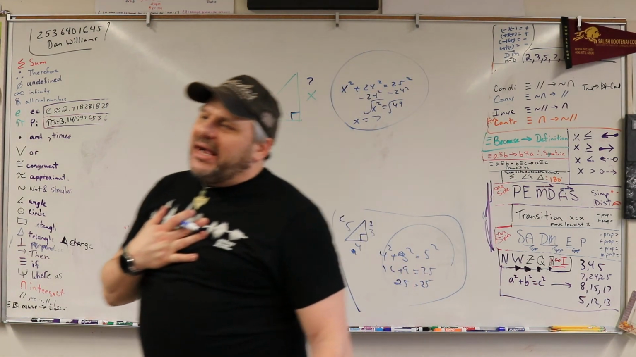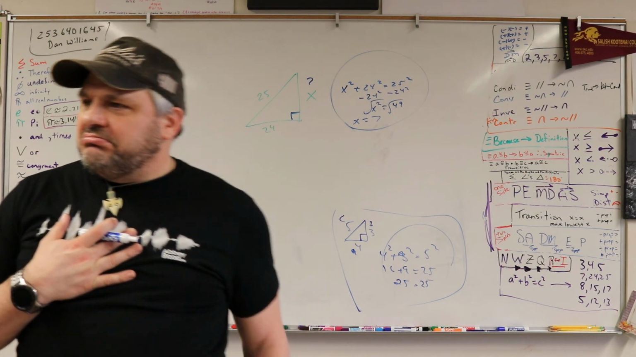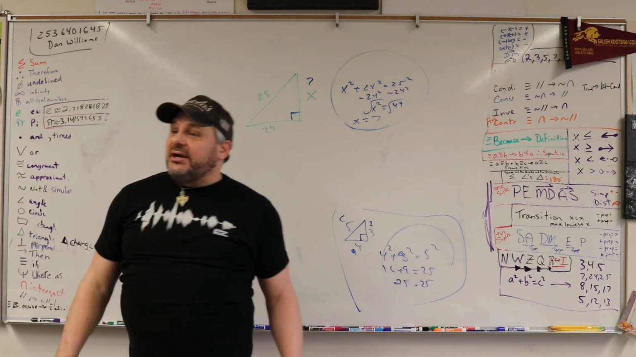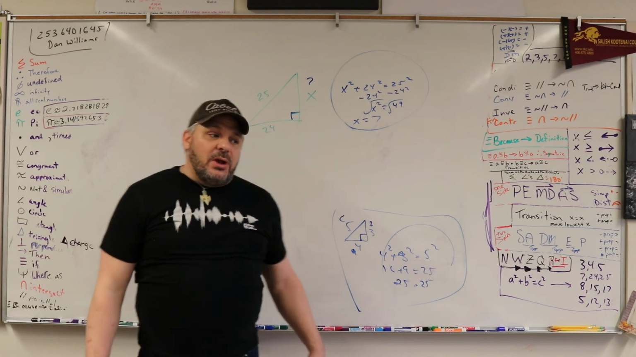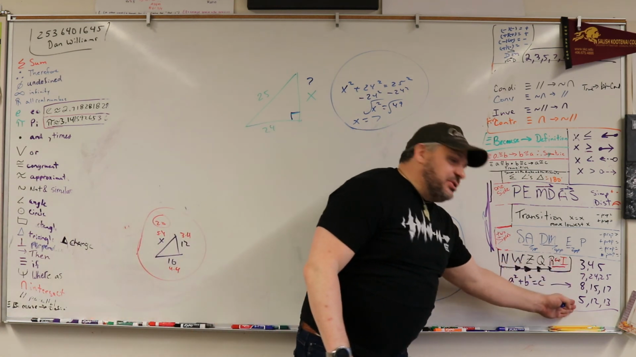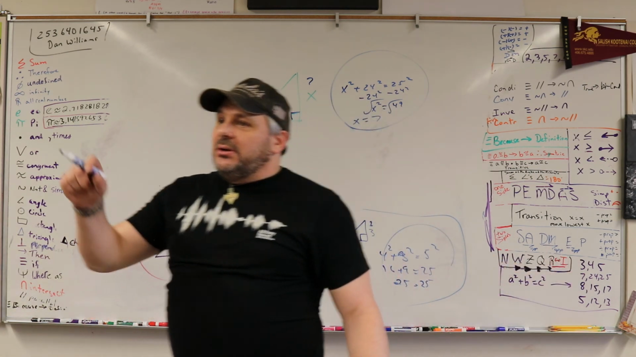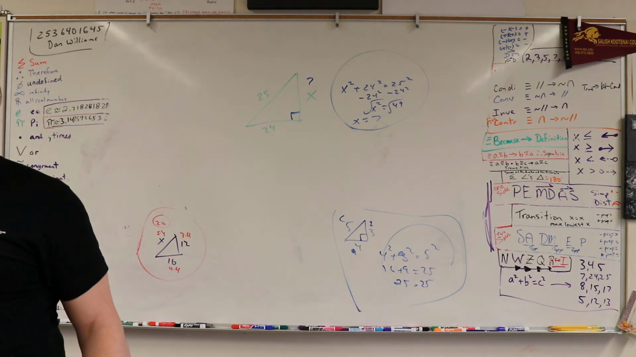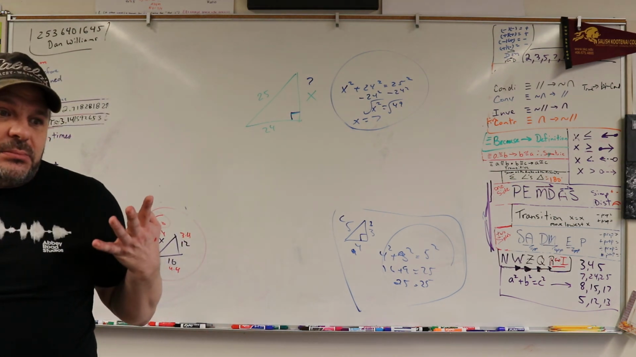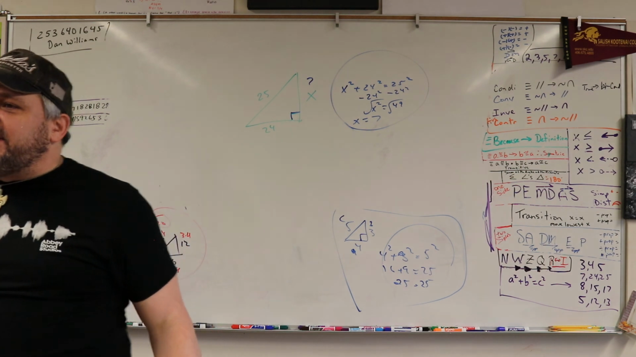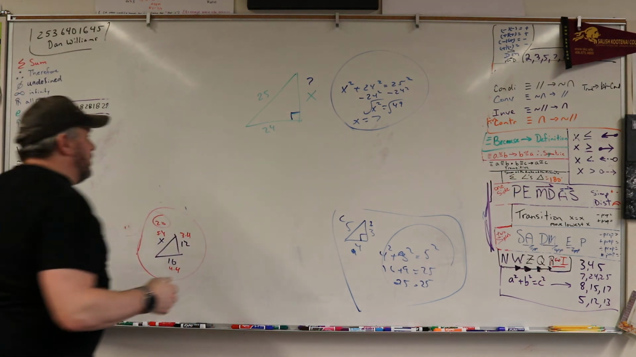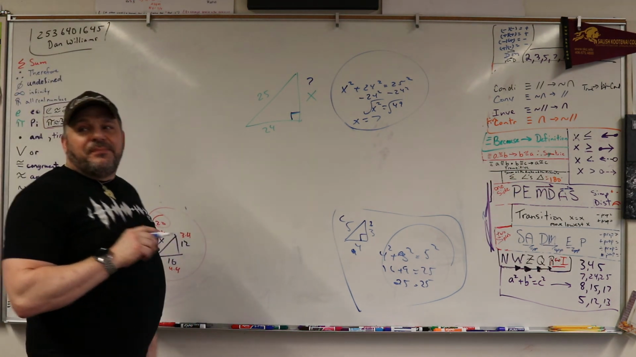Now on my test, do you have to have it memorized? No, you can have it on your cheat sheet, right? So if you have these numbers on your cheat sheet labeled Pythagorean triples, it's going to be a lot easier to tell. Like watch this one. See if you notice anything.